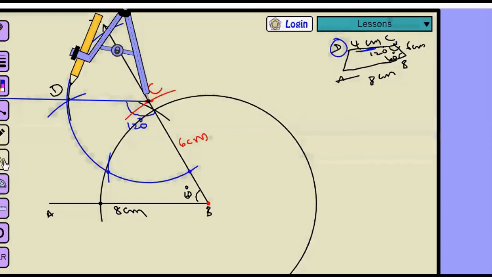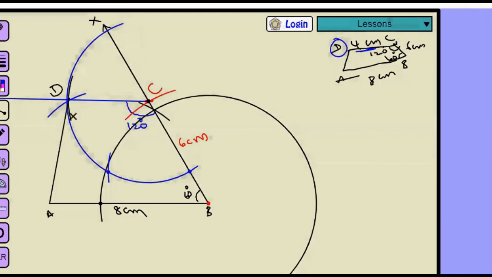Now take the ruler and just simply join D and A. Because we don't have any length from D to A, just simply join D and A to complete the required trapezium ABCD.